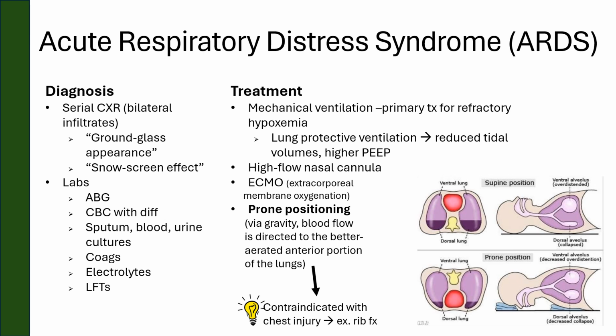High flow nasal cannula can be effective for some patients. ECMO, which is where they oxygenate the blood outside of the body and then send it back in, that is a temporary fix. Not all hospitals use that, so that is like a last-ditch effort.